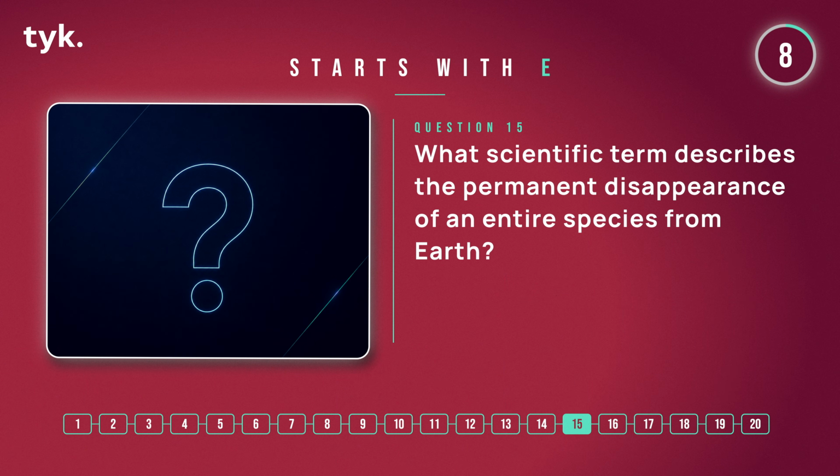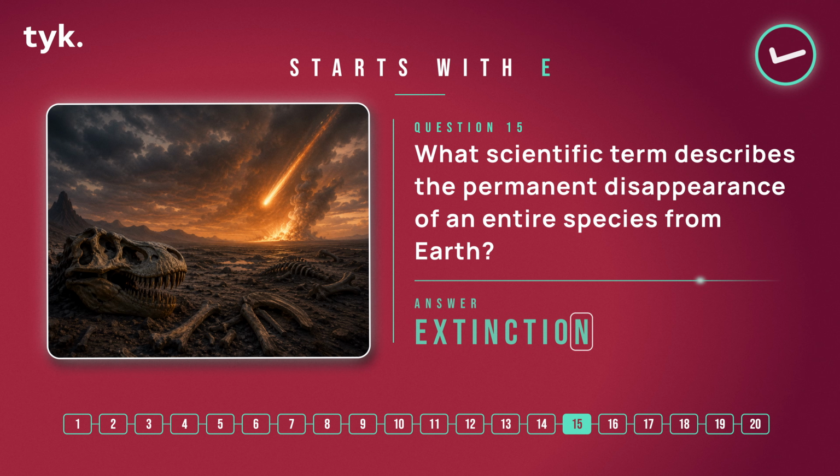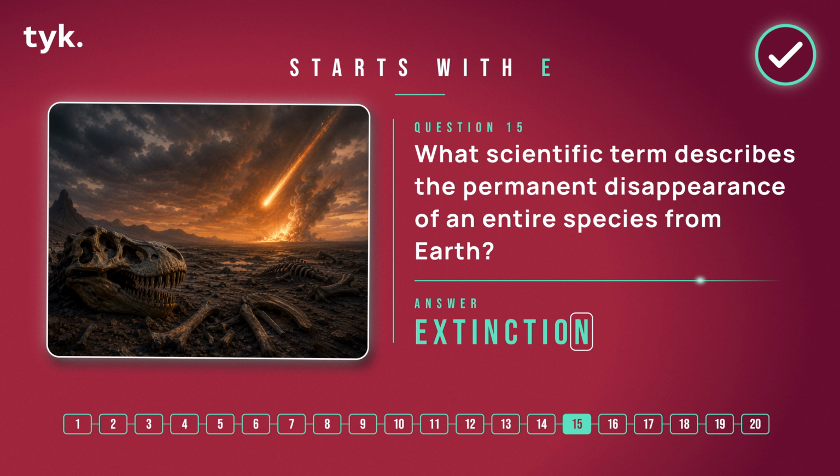What scientific term describes the permanent disappearance of an entire species from Earth? The answer is extinction. More than 99% of all species that have ever lived are now extinct.